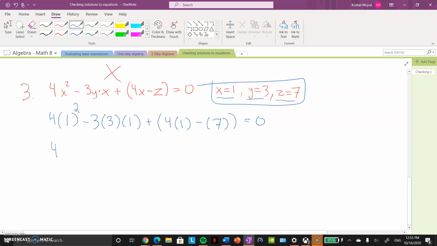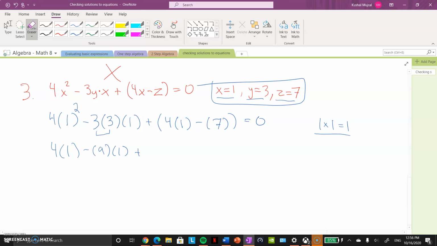So, 4 times 1 squared, first we're going to solve the exponent. 1 squared is 1, right? Because 1 times 1 is 1, okay? So 1 squared is 1, minus, now we're going to do this multiplication. 3 times 3 is 9. And then we still have 1 left.